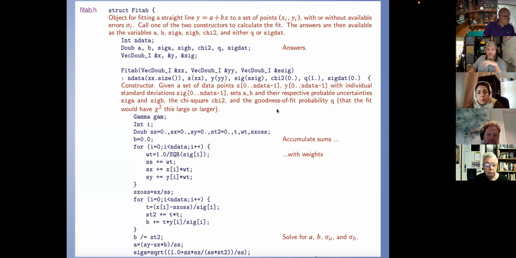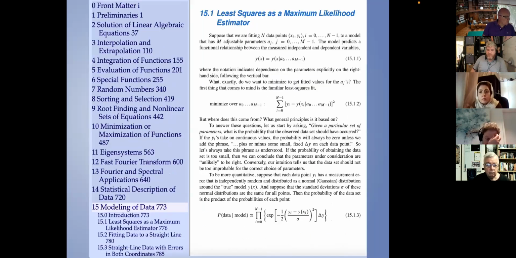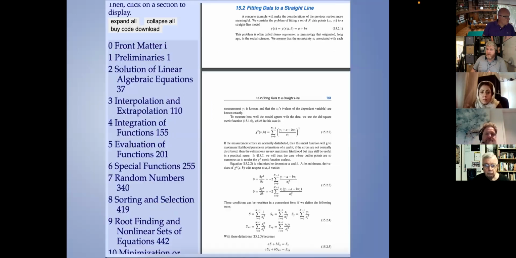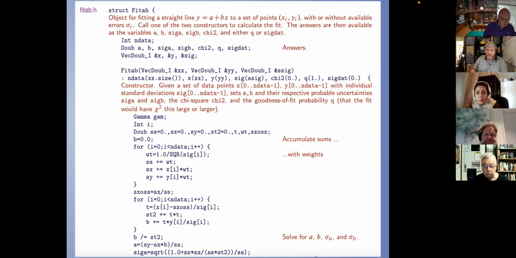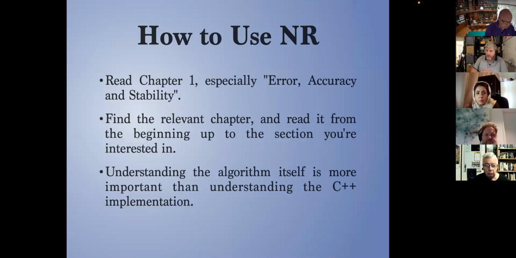Now, it's written in C++, so if you know C++, you'll be able to understand what's going on here. If you don't, then that's a bit more difficult. But remember, it's actually these bits that you're probably more interested in, actually trying to understand the way the method works. So here's how you use Numerical Recipes.